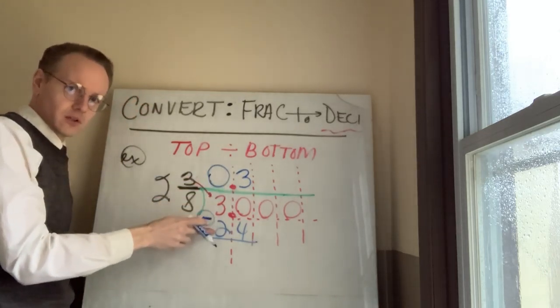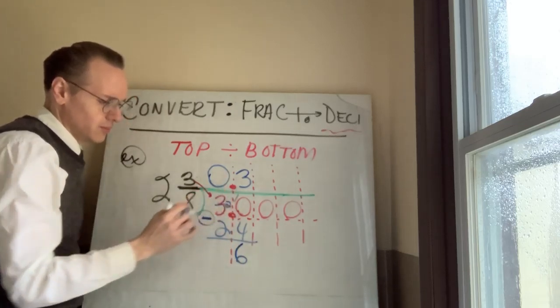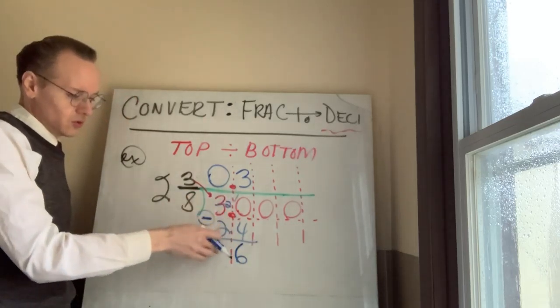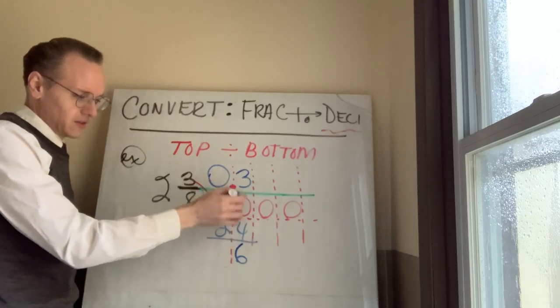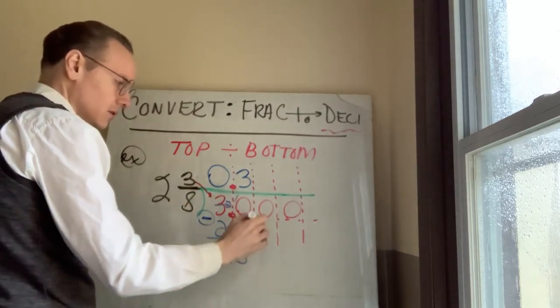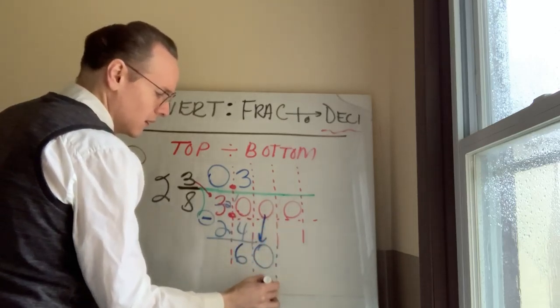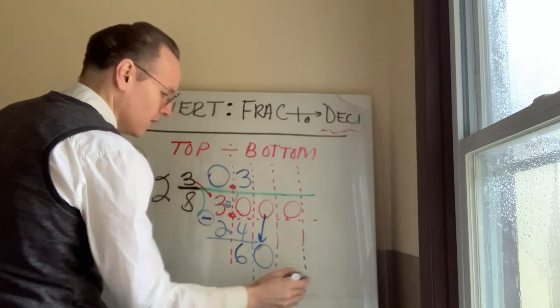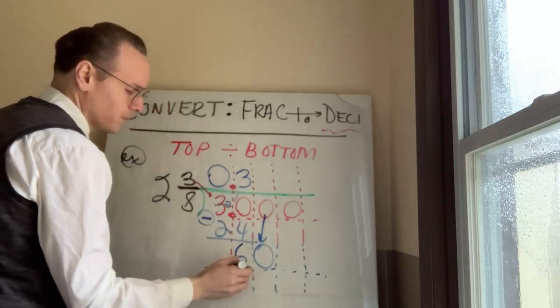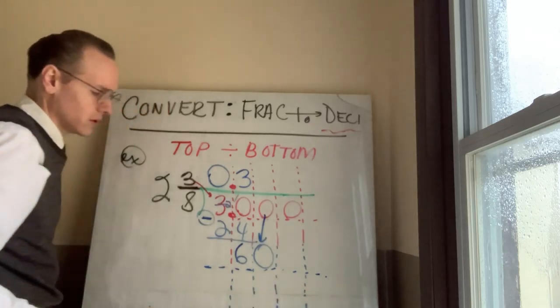The difference of 30 and 24 is 6. Here's proof of that. You would borrow from 3 and it becomes 2. 2 is a 0. Put a 0 here if you like. 10 minus 4 is 6. When you get it down here, you would continue with an extra 0.